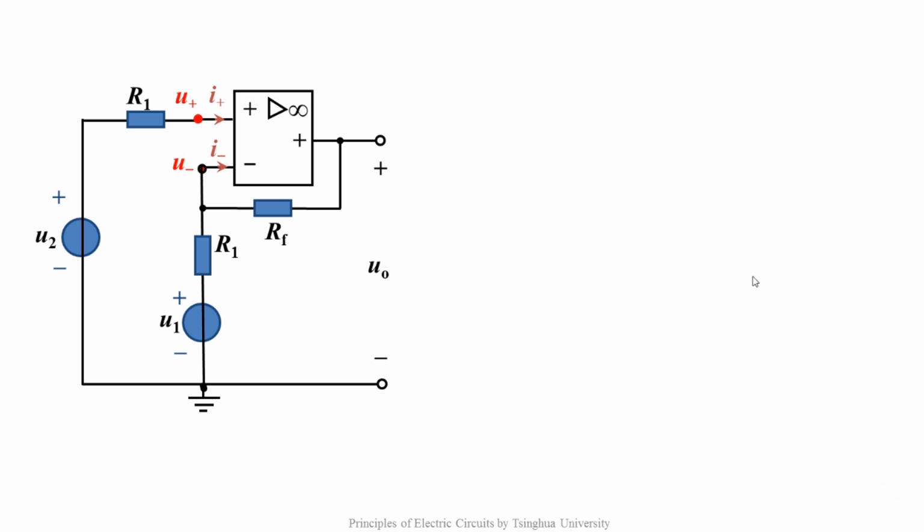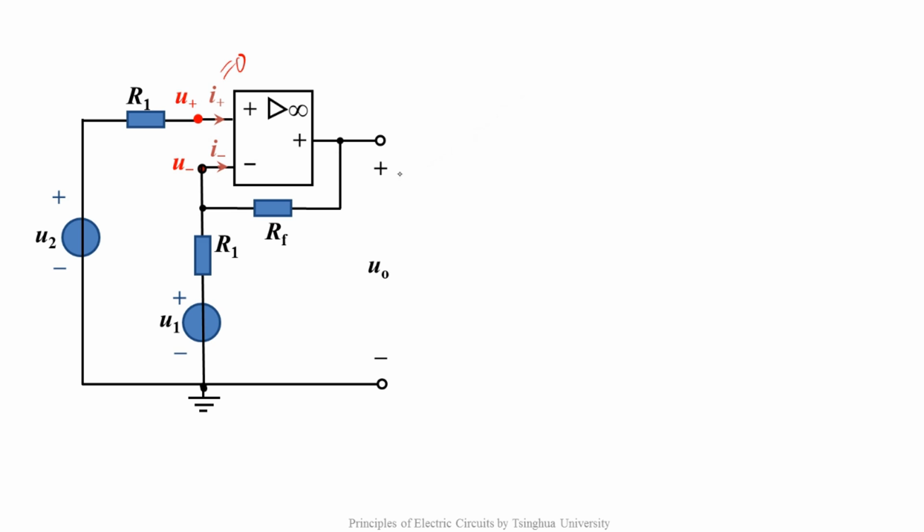Let's check whether the combined circuit can get the above results and analyze the circuit. It's also a negative feedback circuit with the ideal op-amp, so we can analyze it based on the two properties, virtual short and virtual open. Virtual open circuit means I plus equals I minus equals 0. U plus equals U minus.